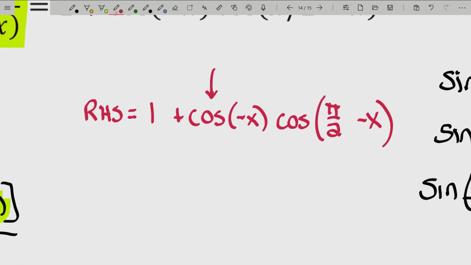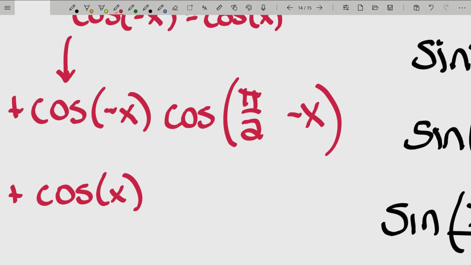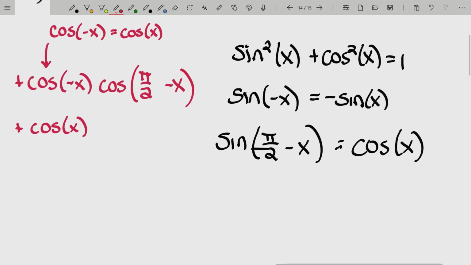Well, cosine is even. So cosine of negative x is cosine of x. So I'm just going to go ahead and rewrite that. That's 1 plus cosine of x. And that is a cofunction identity. The cosine of pi over 2 minus x. It's the same thing as the sine of x. Oops.